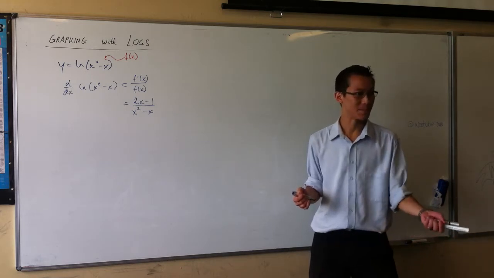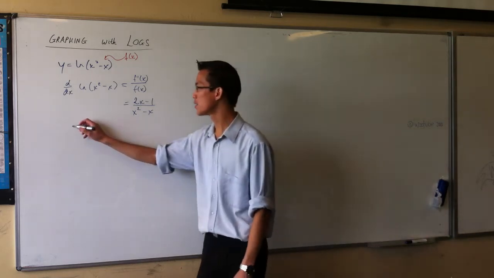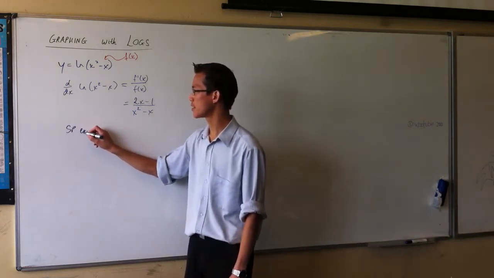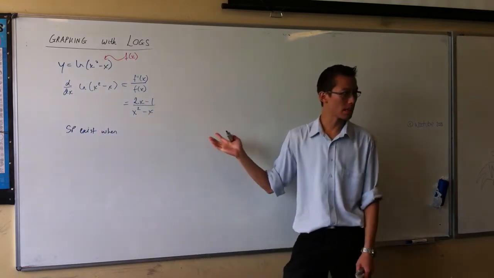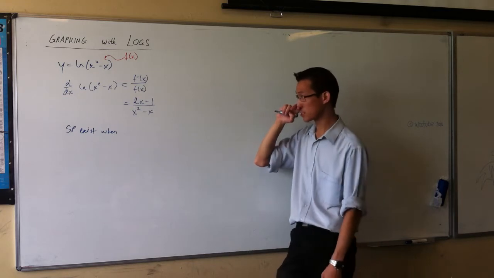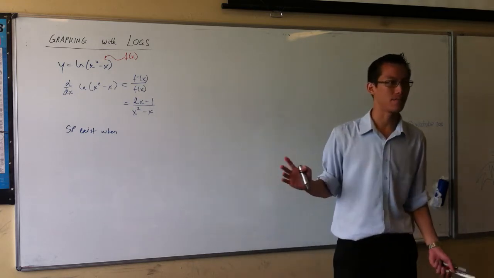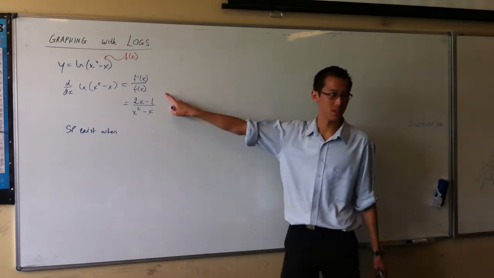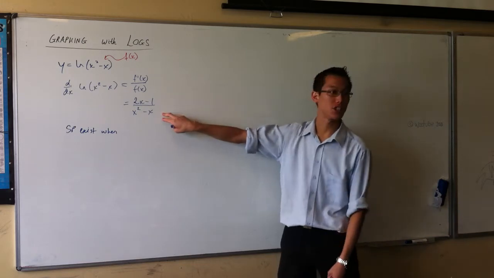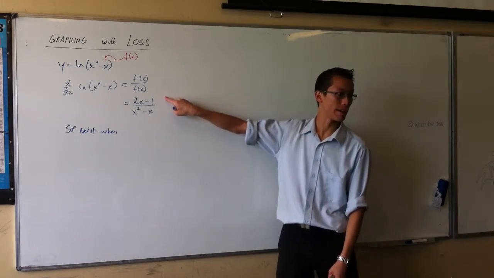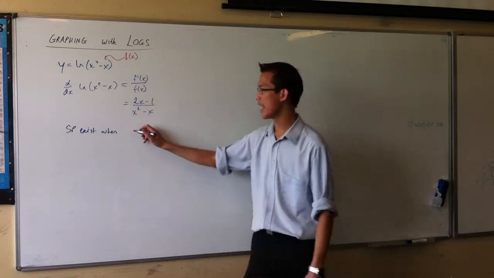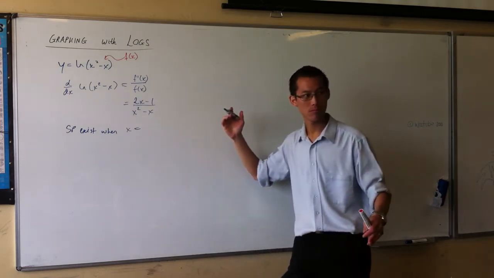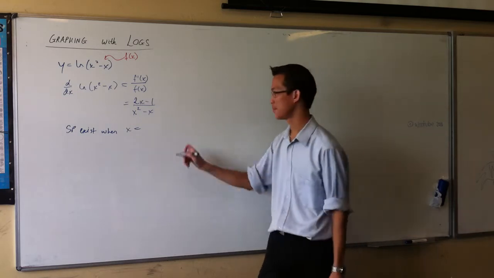To look for stationary points, right? Okay, so I would say stationary points exist when this thing is equal to 0. Now, because it's a particularly easy function, I just want to find out when this is 0. So as usual, I disregard the denominator and I'm looking at the numerator. When is the numerator equal to 0? It's when x is equal to a half, right?